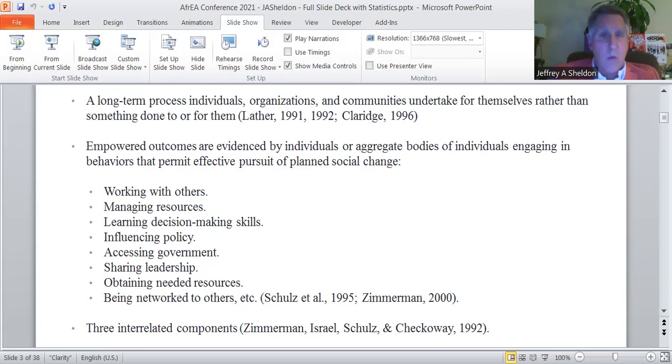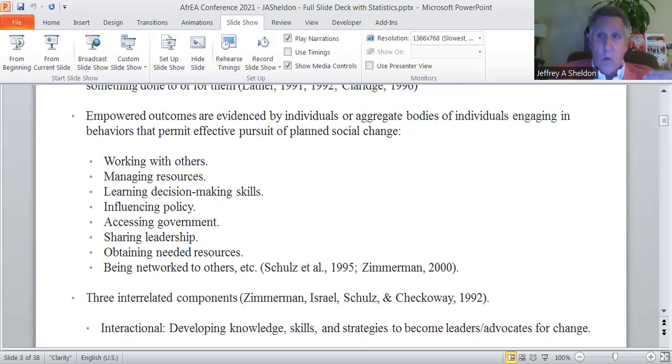So the question is, what does it look like when people are in fact empowered? Well, they work with others, they manage their own resources, they learn decision-making skills, they're able to influence policy, they're able to access government at all levels. They share leadership, they're able to obtain needed resources. So it's not just about managing the resources, but it's about obtaining them as well, and being networked to others.